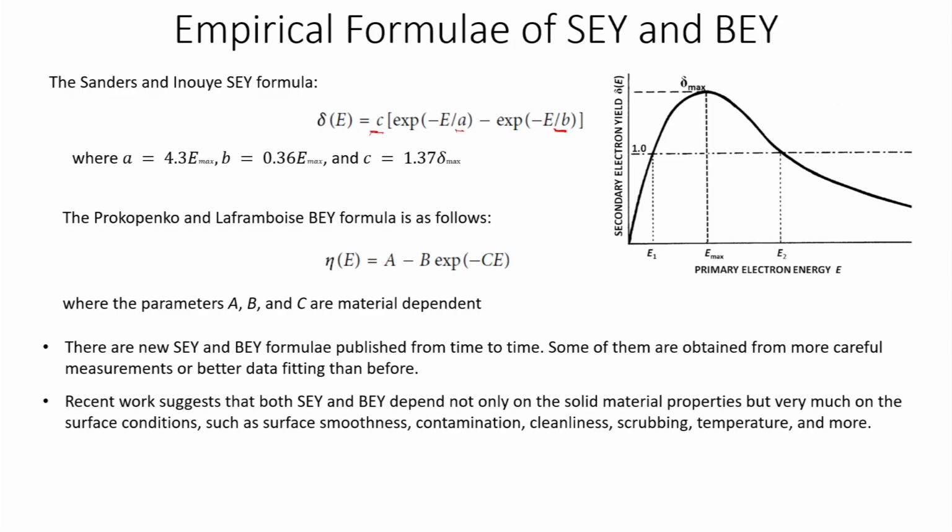Earlier works did not take into consideration the material properties, especially the surface conditions such as surface smoothness, contamination, cleanliness, scrubbing, and temperature. The recent curves or recent models for SUI and BUI show that the yields depend on these parameters also. Okay, so this is all about the secondary emission and the backscattered species.